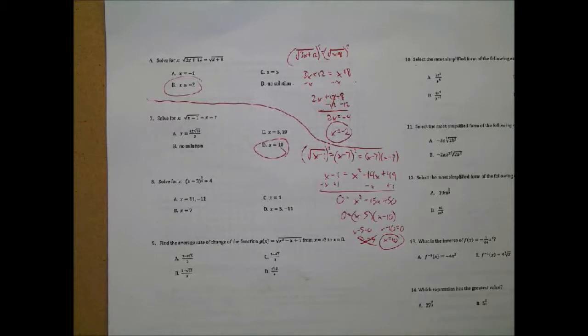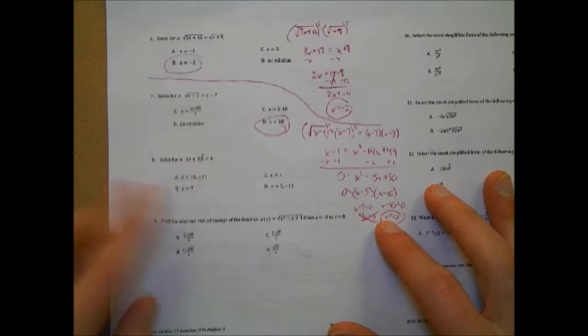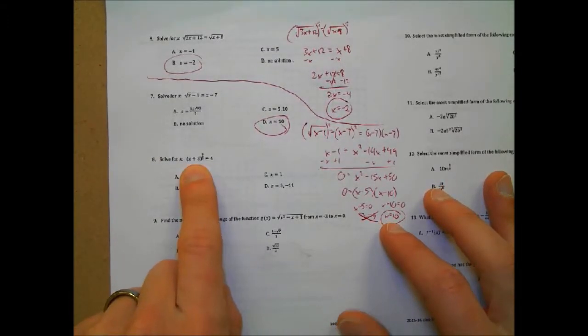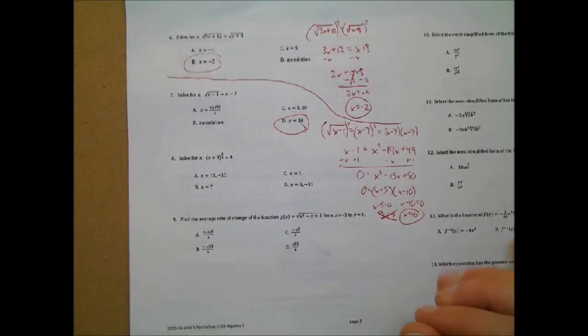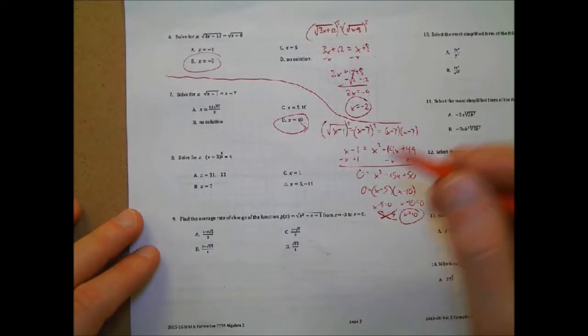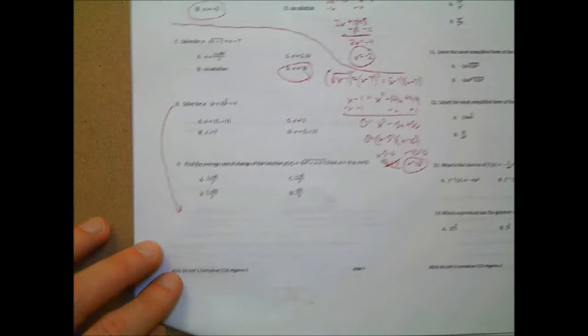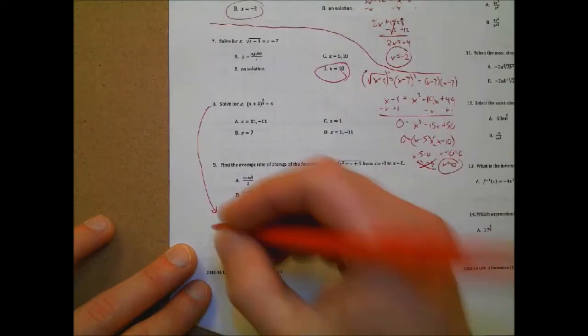All right. Ooh, now this one right here, very interesting. Okay, x plus 3 to the 2/3 equals 4. So I'm going to do this one down here. Okay, x plus 3 to the 2/3.